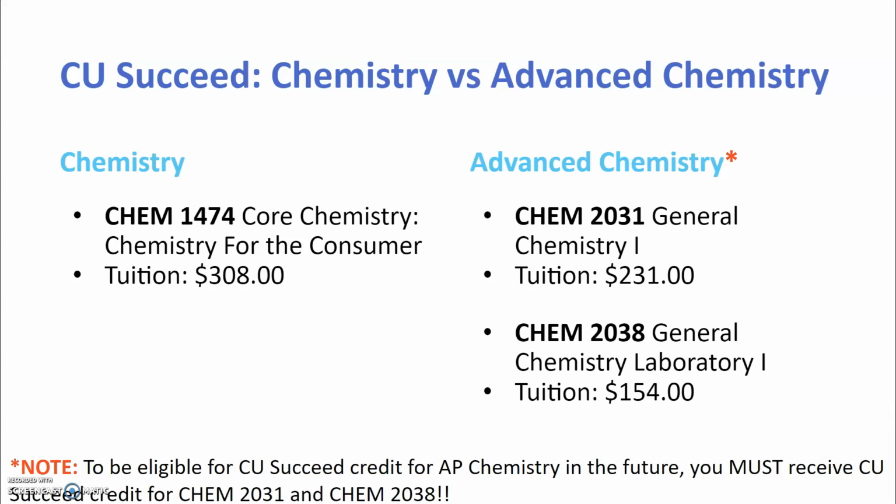If your student does want to take AP Chemistry in the future and get CU Succeed credit for AP Chem, then you have to take advanced chemistry. If you took my chemistry class and then you wanted to do CU Succeed for AP Chem, it wouldn't work. But you could still take AP Chem and get college credit from the test. So both pathways ultimately can lead to college credit. It just depends on how rigorous of a workload you want to take on right now.